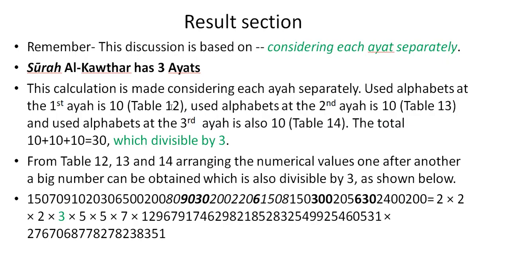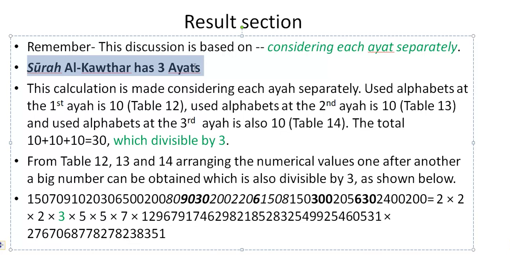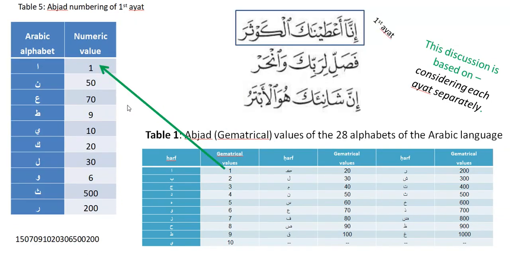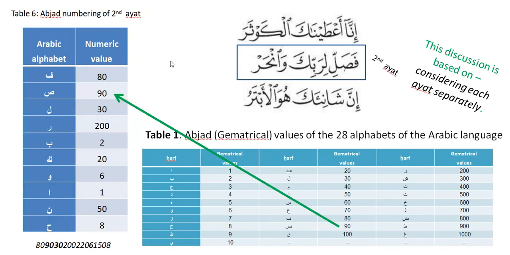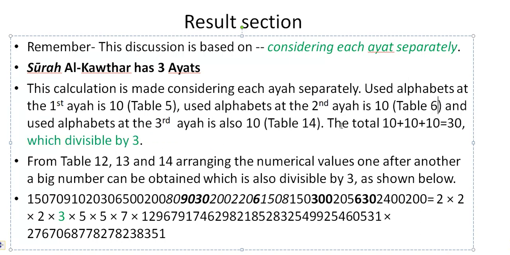We see that this discussion is based on considering each ayat separately, and we know that Surah Al Kawthar has three ayats. This calculation is made considering each ayat separately. The number of alphabets used in the first ayat is 10. Here we see the numbers in table 5, sorry, it will be 5, 6, and actually 7. I have to correct this.